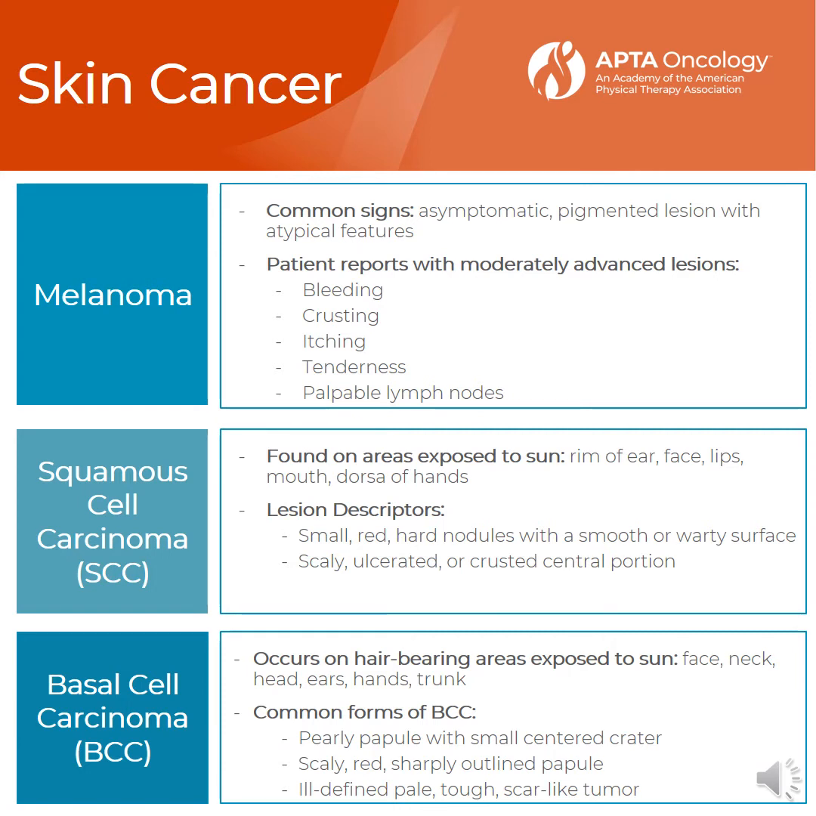With melanoma, the primary warning sign is an asymptomatic pigmented lesion with atypical features. However, patients with moderately advanced lesions may present with bleeding, crusting, itching, or tenderness at the site of the lesion. A changing mole, the appearance of a new mole, or a mole that is different or growing requires prompt medical attention. Palpable lymph nodes may also be present in these cases.